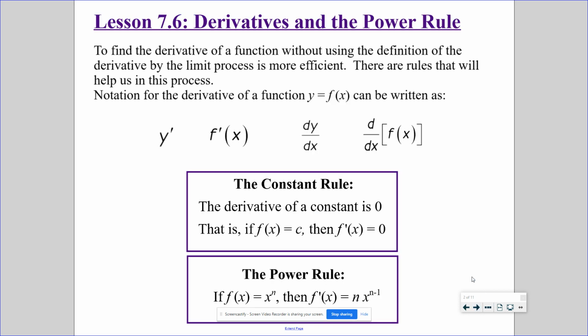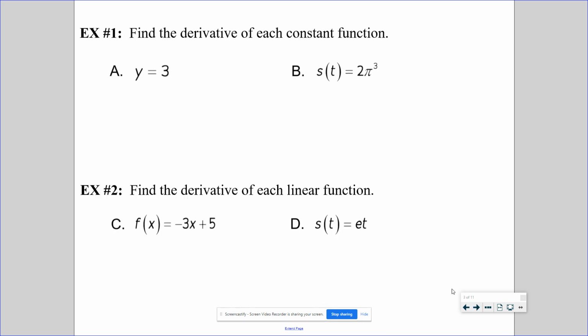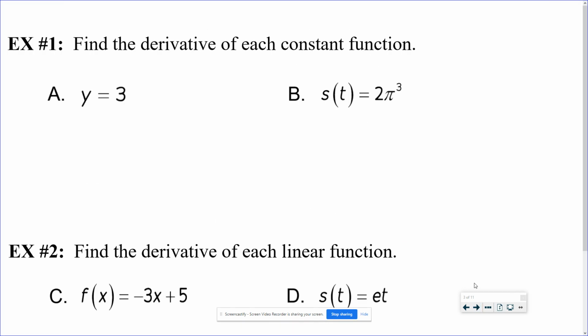So a couple things before we do the shortcut. Derivatives can be written in multiple different notations. The one that's most common is f prime of x. That's what you see here. But you could also write it as y prime. dy dx also means derivative. And then d dx of f of x also means derivative. Okay, the rules I'm going to show you are written right here, but I want to show you an example first, and then we can refer back to those.